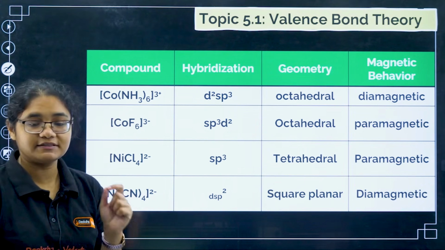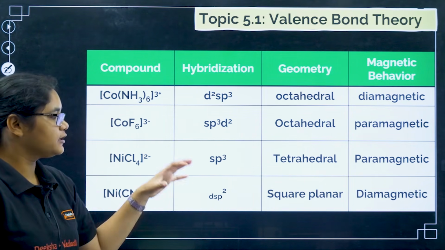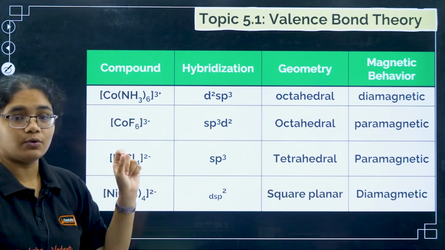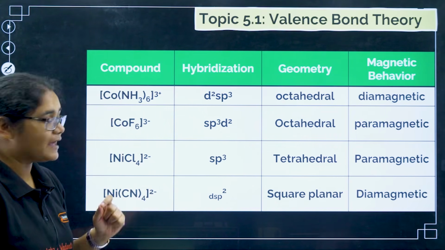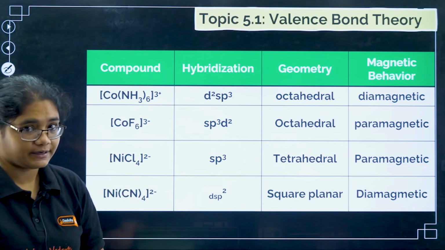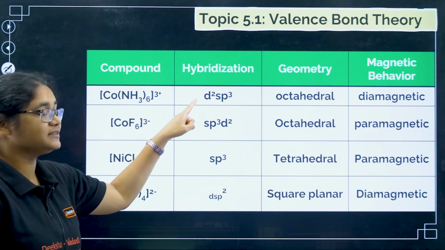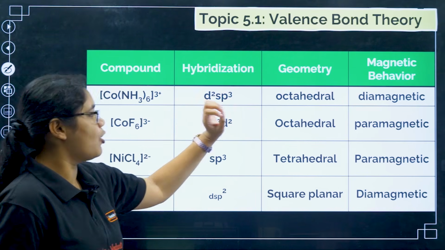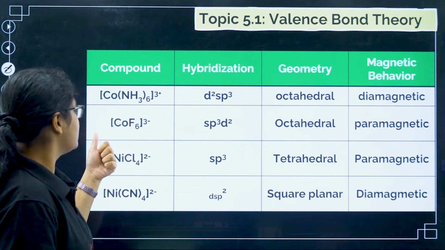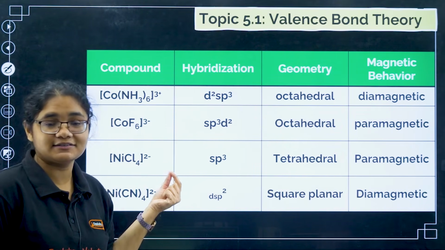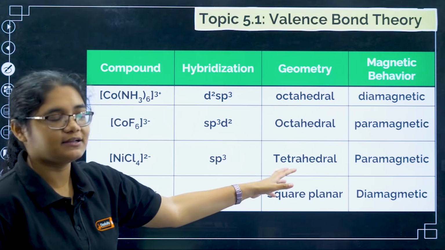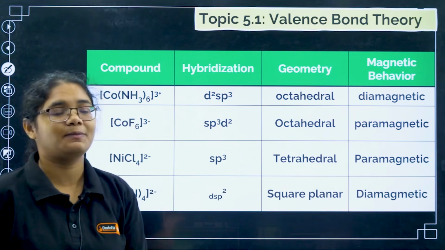So here are some examples that we should remember, and questions will be asked directly from these 4 examples only. [Co(NH3)6]3+ has coordination number 6, so either it is d2sp3 or sp3d2. You should remember it is d2sp3 hybridization, octahedral geometry, and the magnetic behavior is diamagnetic. I'll show you how it comes. Next, [CoF6]3-, again coordination number 6. Here the hybridization is sp3d2, the shape again is octahedral and the magnetic nature is paramagnetic.